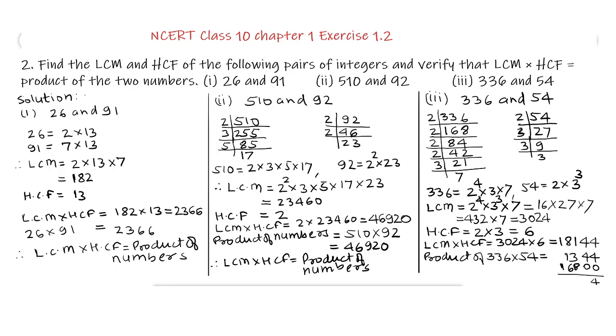4, again 4, on adding, 8 plus 3 is 11, we carry 1, 6 plus 1 is 7, plus 1 is 8, and 1, 18,144. So we write product of the numbers equal to 18,144. Therefore, LCM multiplied by SCF equal to product of numbers. So we have verified in all the three questions that LCM multiplied by SCF equal to product of numbers.